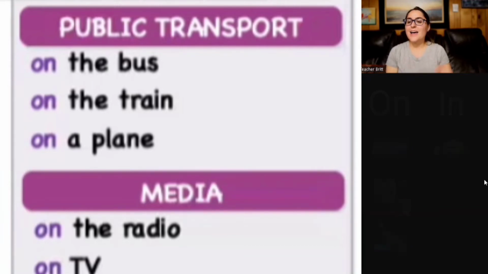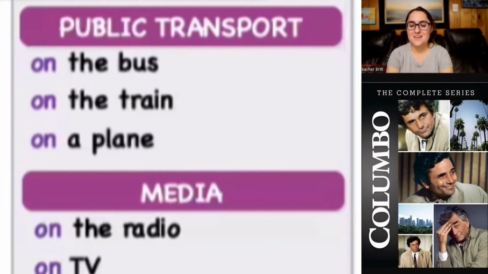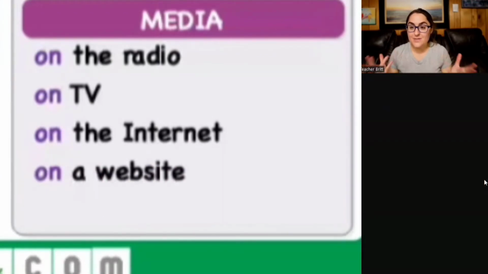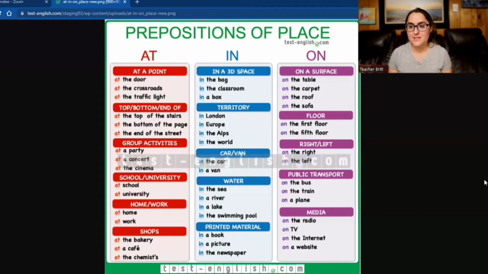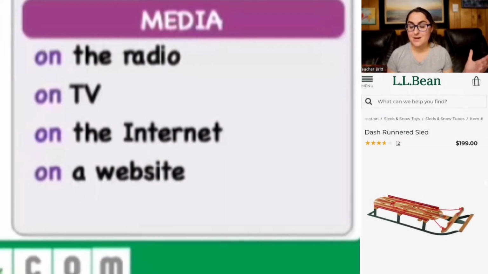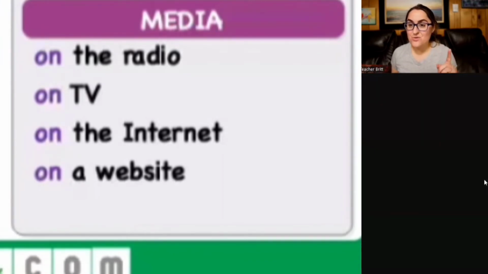The next one we have is media. So for example, I heard that on the radio, or I watched Columbo on TV. Also talking about the internet. For example, I got this chart on the internet. Or I saw that they were selling sleds on a website. Okay, now, are you ready to test what you've learned in the following examples?